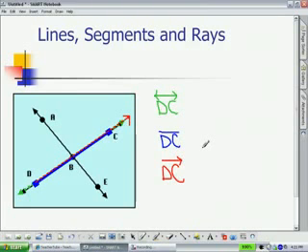So here you can see we have line DC in green, continues infinitely in both directions. Segment DC starts at D and ends at C, and then ray DC in red starts at D and continues infinitely in the direction past C. So there you can sort of visualize the difference between a line, a segment, and a ray, as well as see the different ways that we use the symbols to show.